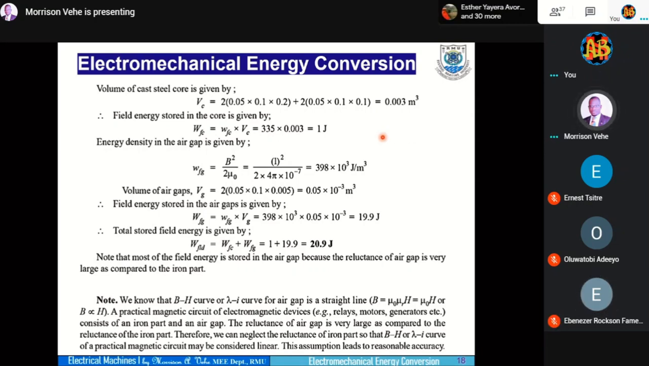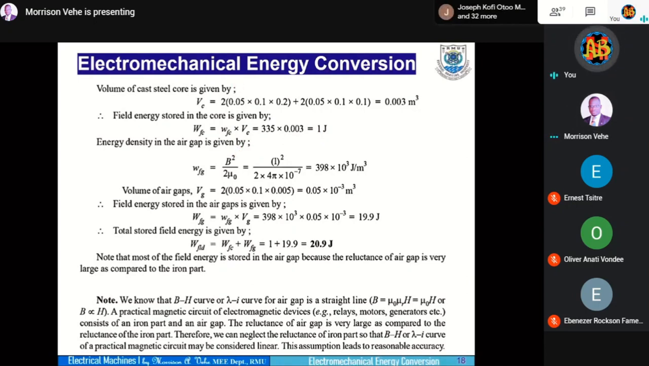And then you can also look at your field energy in the core. All right, you will look at what is happening within the core times the volume. So you get 1 joule. Okay, so that's what is happening.